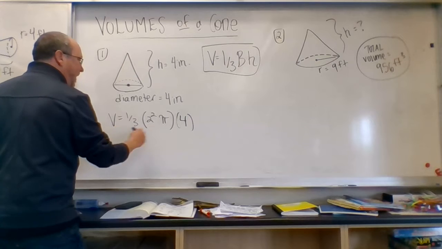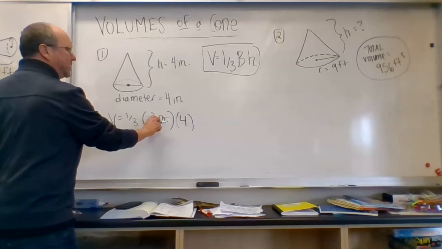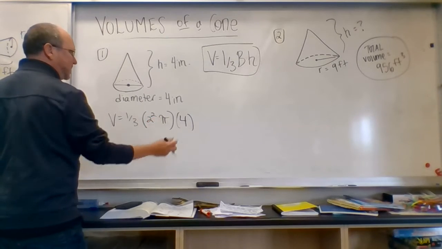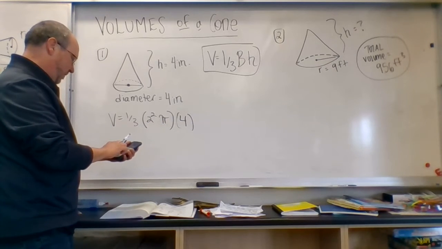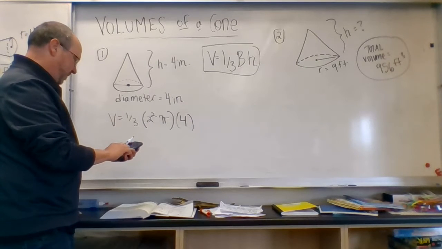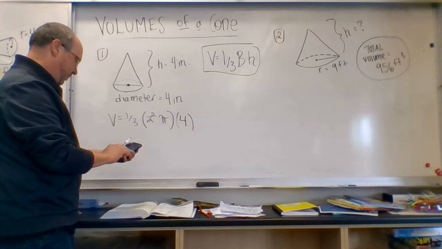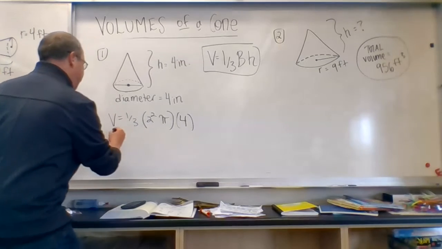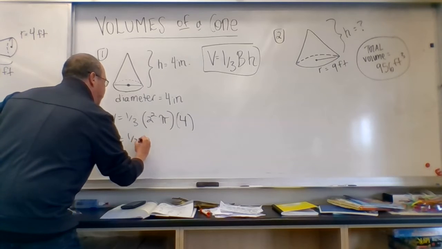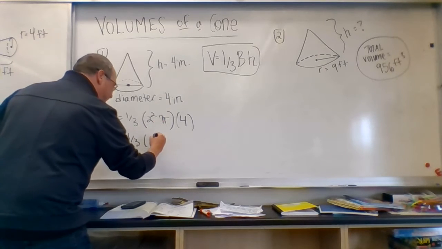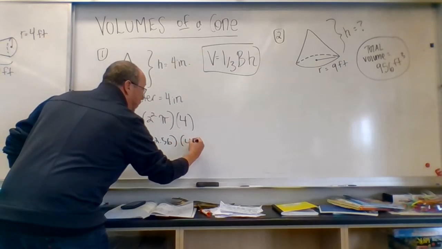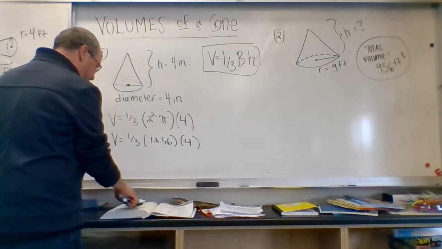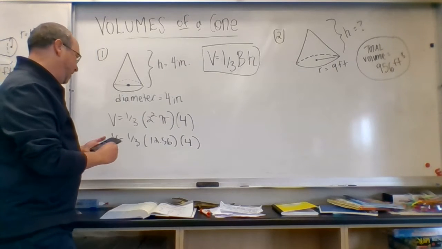So then we could say, I'm going to do all of this first. So that's the 4 times 3.14. I just did that. And clear. 4 times 3.14 is equal to 12.56. Okay, so volume is equal to 1/3. And then pi r squared was 12.56. And then times 4. Okay, so now I'm just going to multiply all this together.